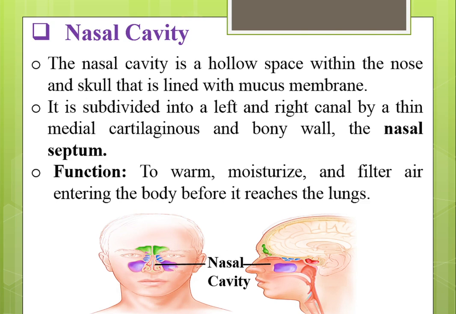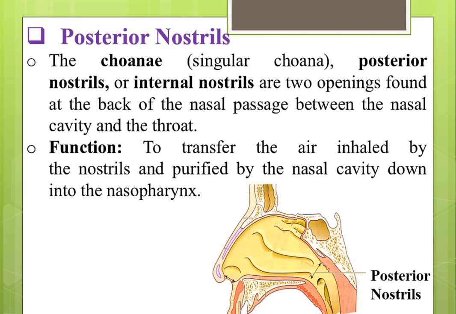The next part of the nasal cavity is the posterior nostrils. Posterior nostrils are two openings found at the back of the nasal passage between the nasal cavity and the throat. Function: to transfer the air inhaled by the nostrils and purified by the nasal cavity down into the nasopharynx.